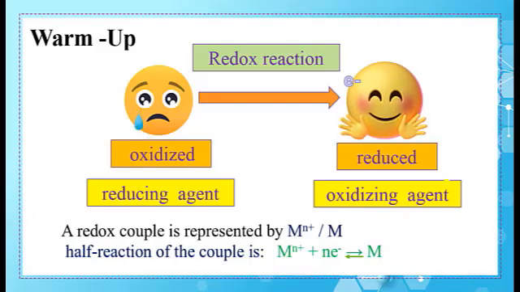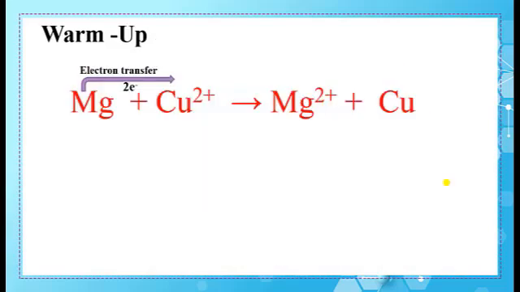A redox couple is presented by Mn+/M, and the half reaction of this couple is Mn+ + n electrons gives M, or M gives Mn+ + n electrons. An example of a redox reaction is Mg + Cu2+ gives Mg2+ + Cu. As you can see here, two electrons are transferred from Mg to Cu2+.